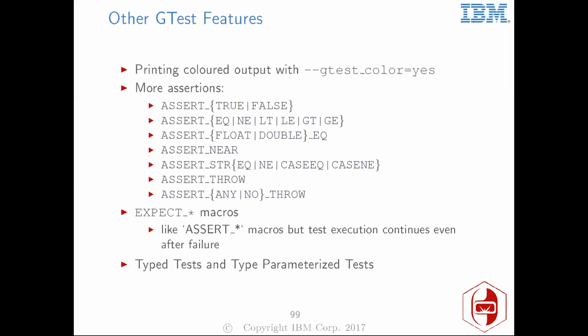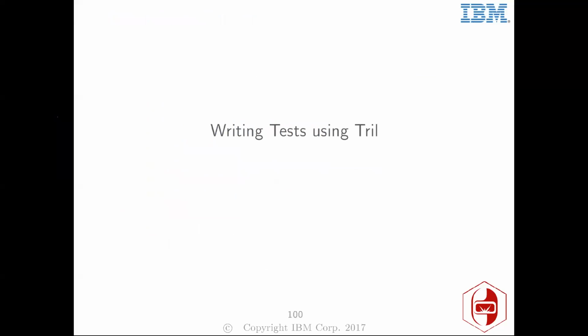Another set of interesting features are typed tests and type parameterized tests that allow you to do effectively the same thing as the value parameterized test we just looked at, but with types. These rely on quite a bit of template metaprogramming magic, so use them at your own risk. And that finishes the Google Test portion of the presentation, so now we can move on to Tril.